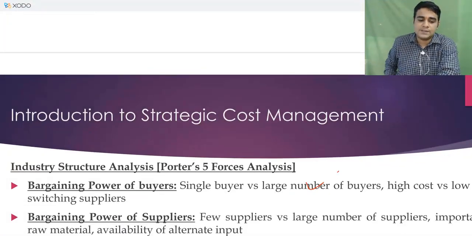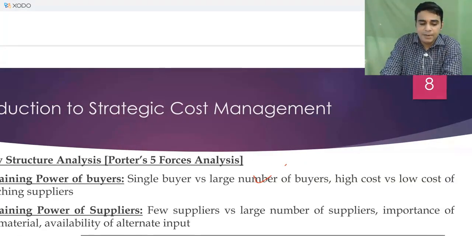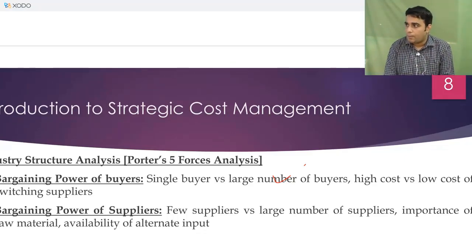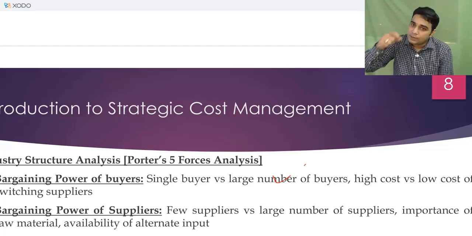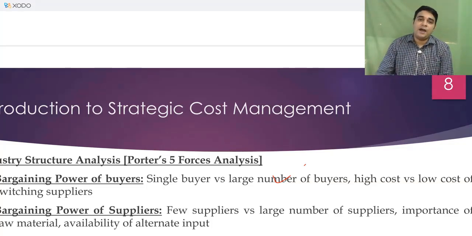Few suppliers versus large number of suppliers, importance of raw material, availability of alternate input. Importance of raw material, as you had indicated, quality is one of the points. Another point is how critical is that raw material for me. If that raw material is very, very critical, I will have a fear in changing the supplier, because if I buy a new raw material and there are quality issues with that, my end product impact will be huge.